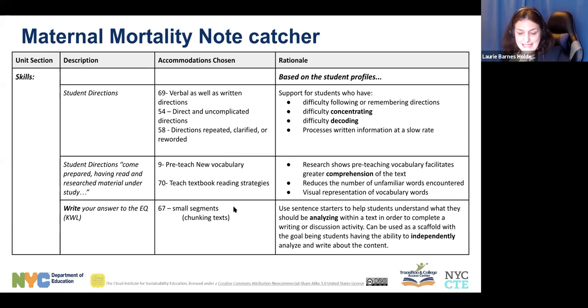So when I looked at the skills section, the first section Jaimie spoke about, I noticed the student directions. From that Rubicon list, I pulled off a few, thinking that the directions should be direct and uncomplicated. They should be repeated, clarified and reworded. And I also thought they should be verbal as well as written. The reasoning behind that is that neuroscientists concluded that the better students are at combining visual and auditory information, the better the student can remember what they've learned. So studies have demonstrated the effectiveness of teaching methods which simultaneously make use of multiple senses.